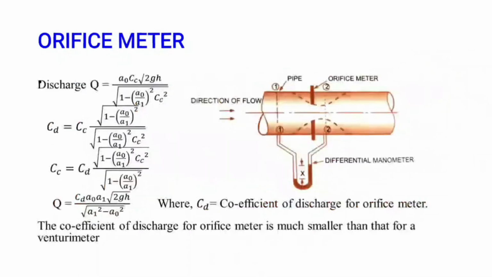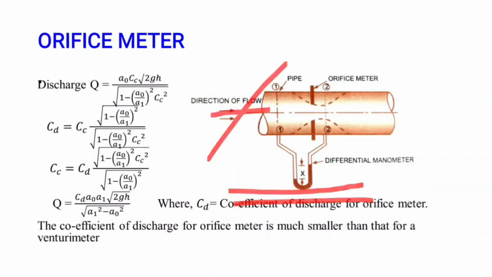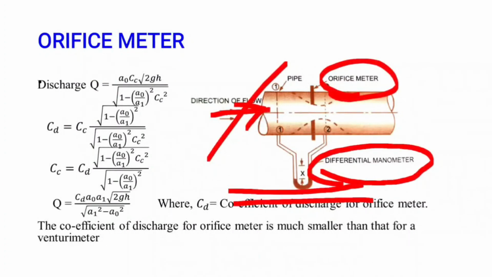This is the figure of the orifice meter. This is the direction of the flow. If you want to measure the H value, you put a differential manometer. The discharge equation will be Q equals A naught Cc under root 2gH. Why? Because here the flow is contracted, so we consider the coefficient of contraction Cc value.